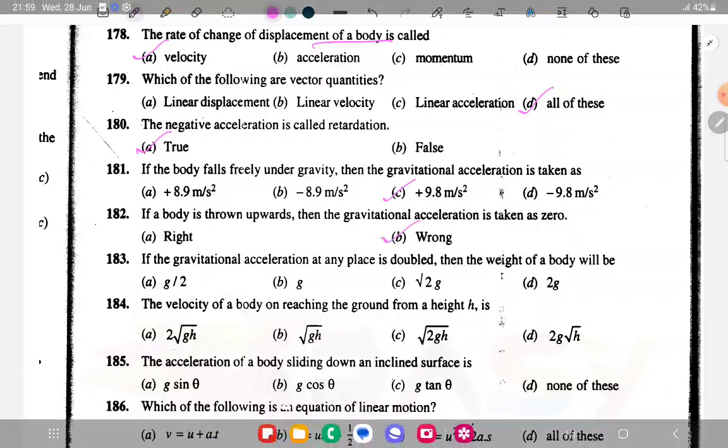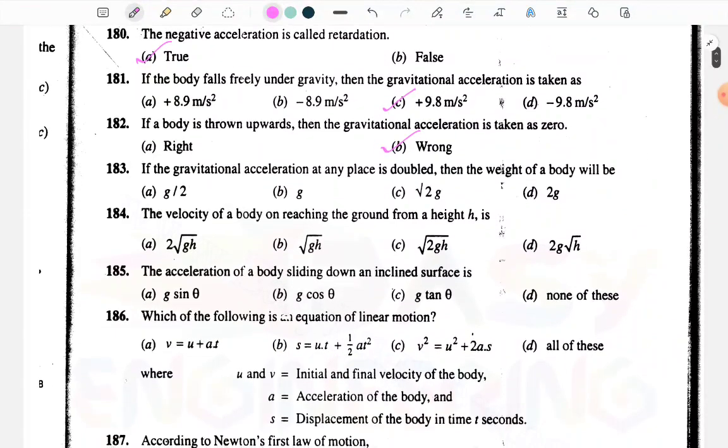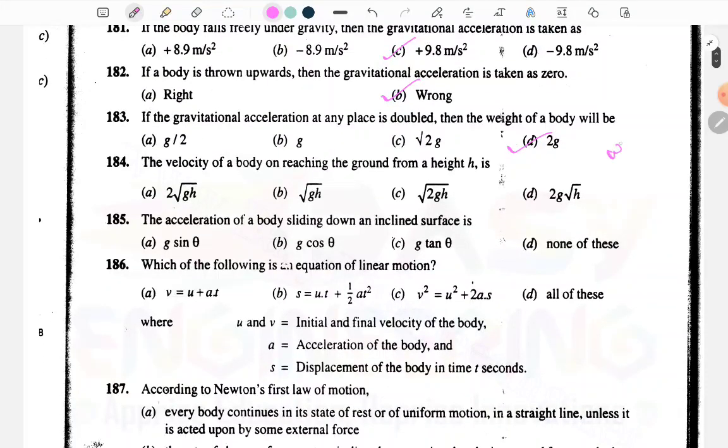If the gravitational acceleration at any place is double, then the weight of the body will be 2g, because W is equal to mg. Whenever the acceleration is double, F is equal to ma, then g also will be double, so this will be 2g. Velocity of a body on reaching the ground from a height: v is equal to the square root of 2gh.